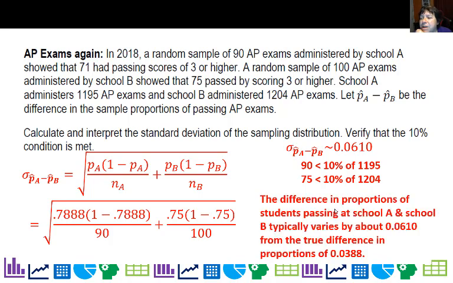Okay. So the difference in proportions of students passing at School A and School B typically varies by about 0.0610 from the true difference in proportions of 0.0388. Well, I would probably say the estimated difference because technically we haven't measured everything. So I'm a little leery of saying true. True tends to apply to the entire population.